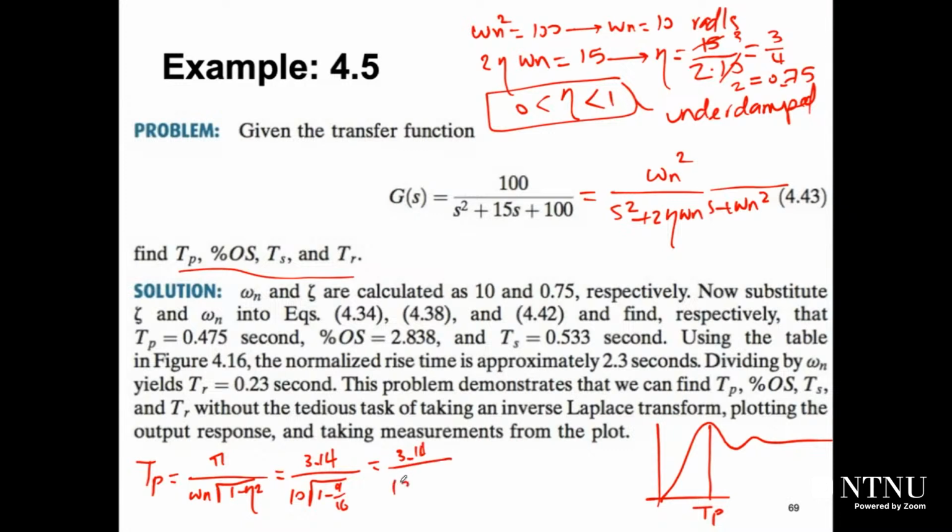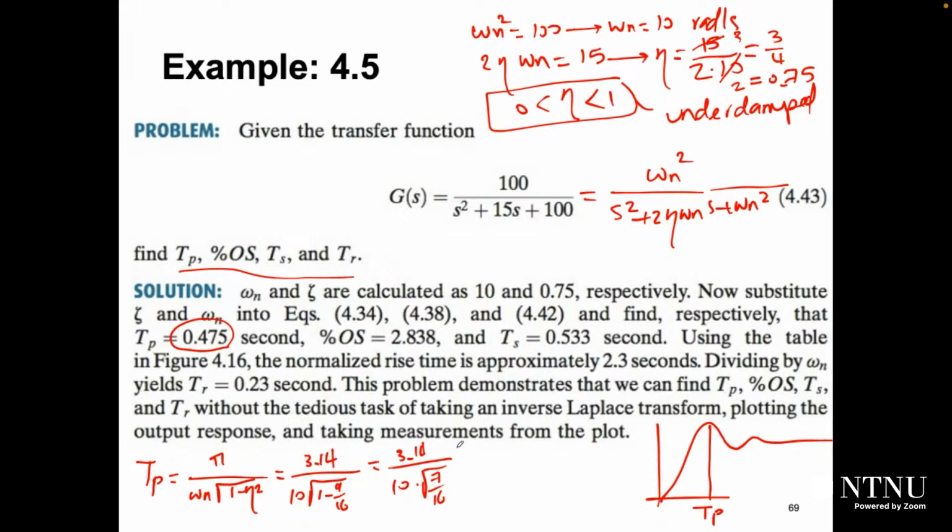So it will be 3.14 divided by 10, multiplied by the square root of 16 minus 9 over 16. So it will be the square root of 7 divided by 16. Yes, it will be something like this. So you will do the calculation and you will get this number, in seconds.